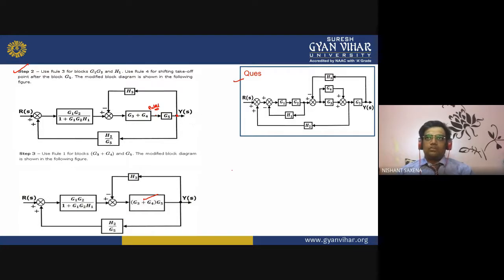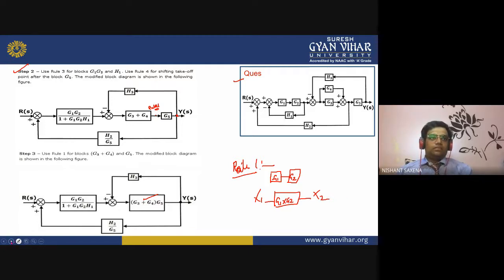So what does rule number 1 say? Rule number 1 says that when series connected blocks are there, that means we are having two series connected blocks with G1 and G2, then the equivalent would be G1 into G2 with a single input and single output. I hope this is clear to you.